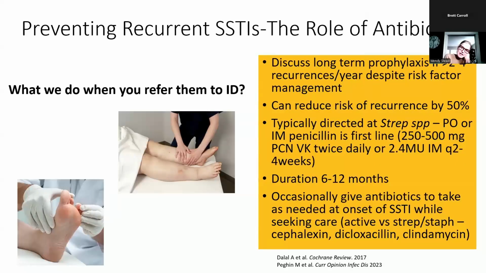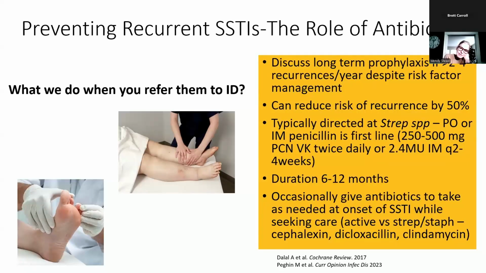And then we talk to them about long-term prophylaxis because in addition to compression, this is another thing that we know really can decrease their risk of recurrence, future skin and soft tissue infection by more than 50%. And so this is often directed. We usually choose antibiotics in the setting that are directed at strep species. And so often PO or IM penicillin is first line. And that is what we tend to use if patients can tolerate it.